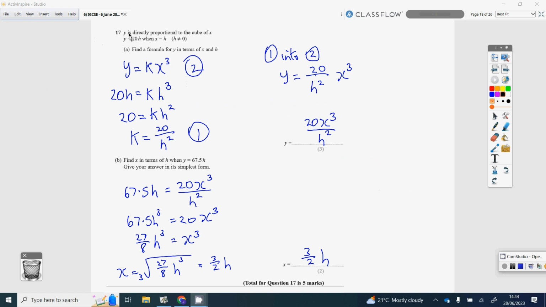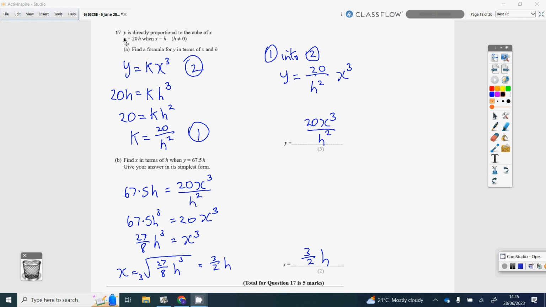17a. So we start off being told y is directly proportional to the cube of x. So that's what I've popped into an equation here. So y equals kx cubed. Because it was directly proportional, it's k times x cubed. Had it been inversely proportional, it would have been k over x cubed. So y equals kx cubed has come from that top sentence.